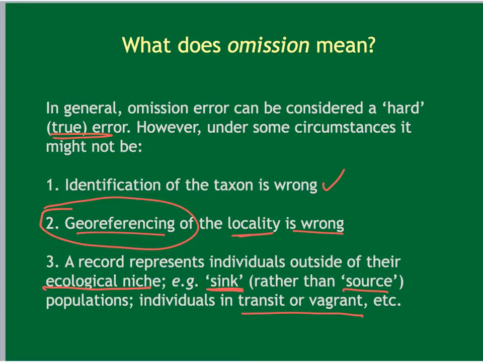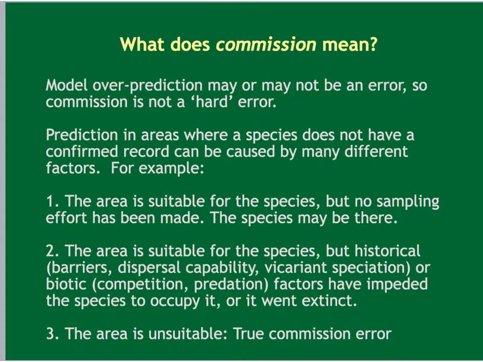But what's important to keep in mind here is that omission is considered a hard error because we're leaving out real points, or we're failing to predict real points that have been recorded previously. Commission, on the other hand, is a little bit trickier. Commission, by definition, is the percent of the landscape, or the proportion of the landscape predicted positive. Okay? So it's the proportion of the landscape predicted by the model. So it's the percentage of pixels with a value of 1 present versus 0 absent.